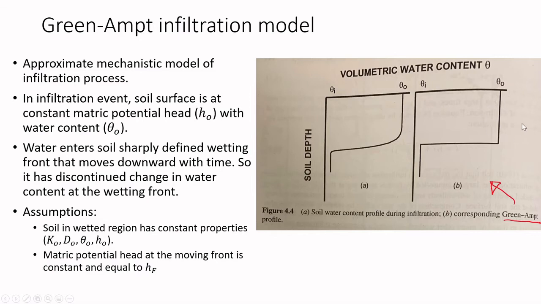So we have a saturated hydraulic conductivity K naught, diffusivity D naught, and theta at saturation. Theta means soil moisture content at saturation, and matric suction is also at saturation level. The matric potential head at the moving front is constant and equal to HF. So here you have a constant HF. I mean the soil suction value is always constant.